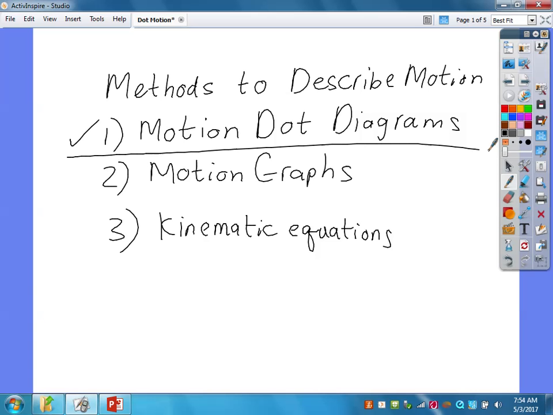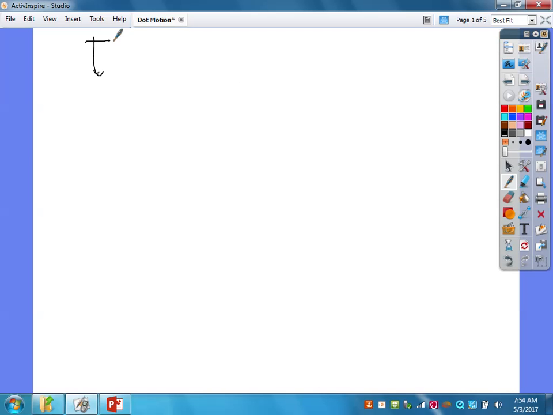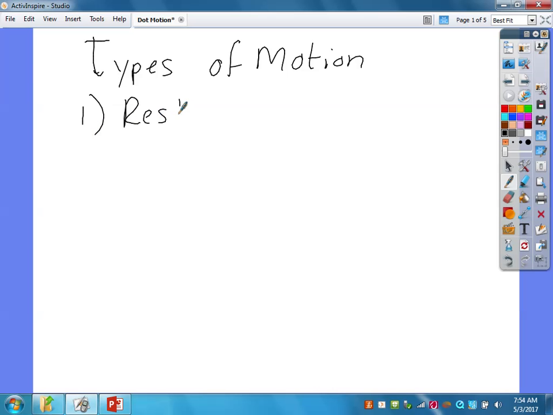Before I get to that, let me go through the different types of motion that are out there. This we'll use for both motion diagrams and graphs, so types of motion. There are around 5 different types of motion. 4, 1, we'll figure it out. The first type of motion is that you are simply at rest, which obviously means you are not moving. This would mean that you have a velocity that equals 0, that you have no velocity.